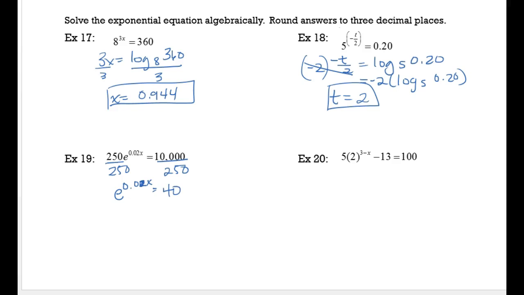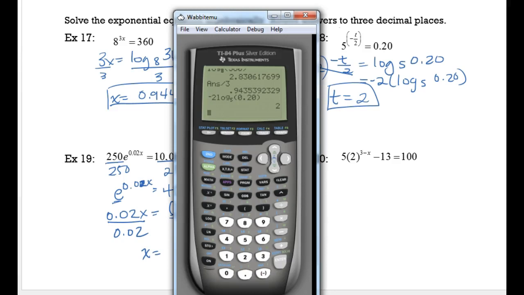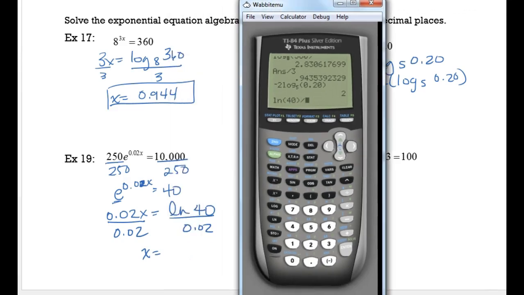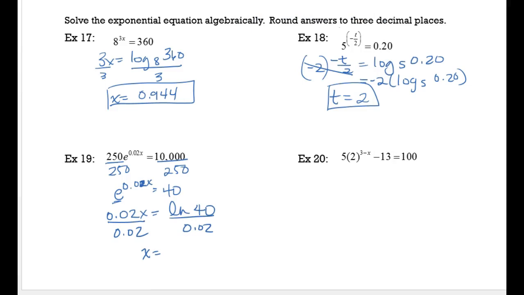Now to rewrite this as a logarithm, it's going to be 0.02x equals, since it's an e, I'm going to do the natural log of 40. Divide both sides by 0.02. So x is going to be whatever my calculator gives me. The natural log of 40 divided by 0.02, and I get 184.444.